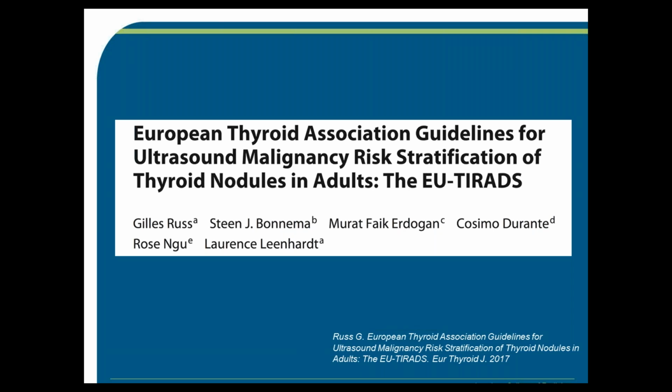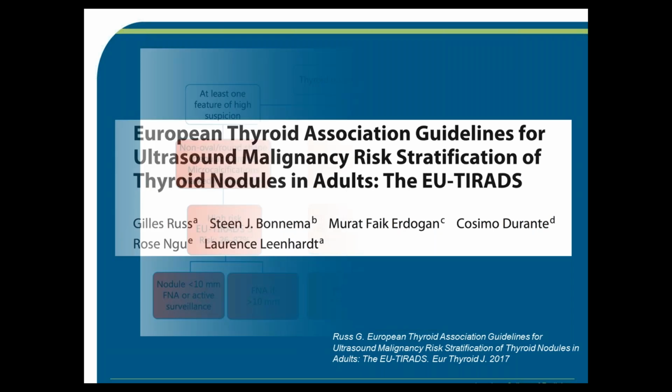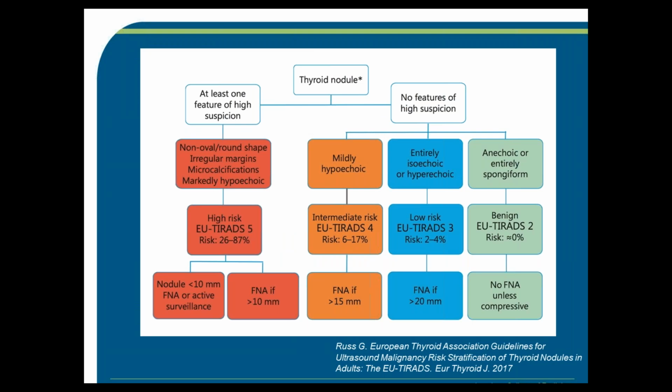Multiple other groups have been involved over the years as well. Several of them have used the acronym TI-RADS based on BI-RADS, which is famous in breast imaging. This is the most recent one from the European Thyroid Association. It was published last year, and they called it EU TI-RADS, EU for Europe. And this is a chart from their paper, and it shows that if you have a nodule in their scheme with at least one high suspicion feature, which they define as a non-oval or round shape, irregular margins, microcalcifications, or marked decreased echogenicity, they consider that high risk. Although, as you can see, there's a wide range of risks in that category.